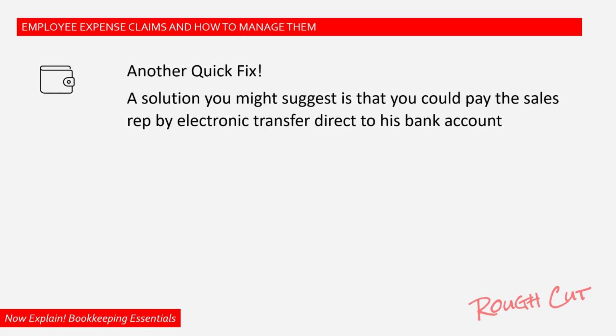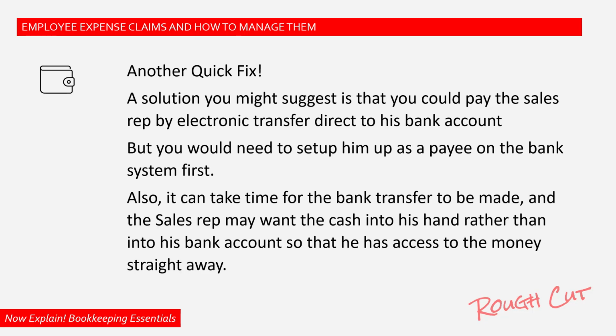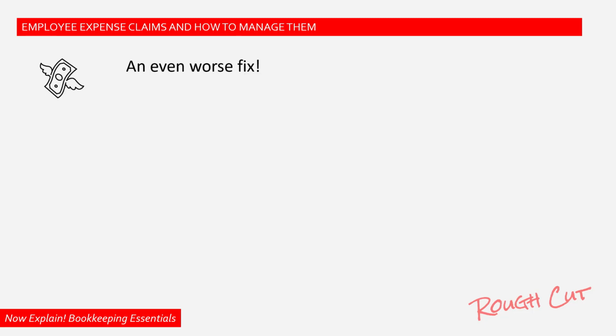Another quick fix. A solution you might suggest is you could pay the sales rep by electronic transfer direct to his bank account. But you would need to set him up as a payee on the bank system first. Also, it can take time for the bank transfers to be made, and the sales rep may want the cash into his hand rather than into his bank account so that he has access to the money straight away. An even worse fix.